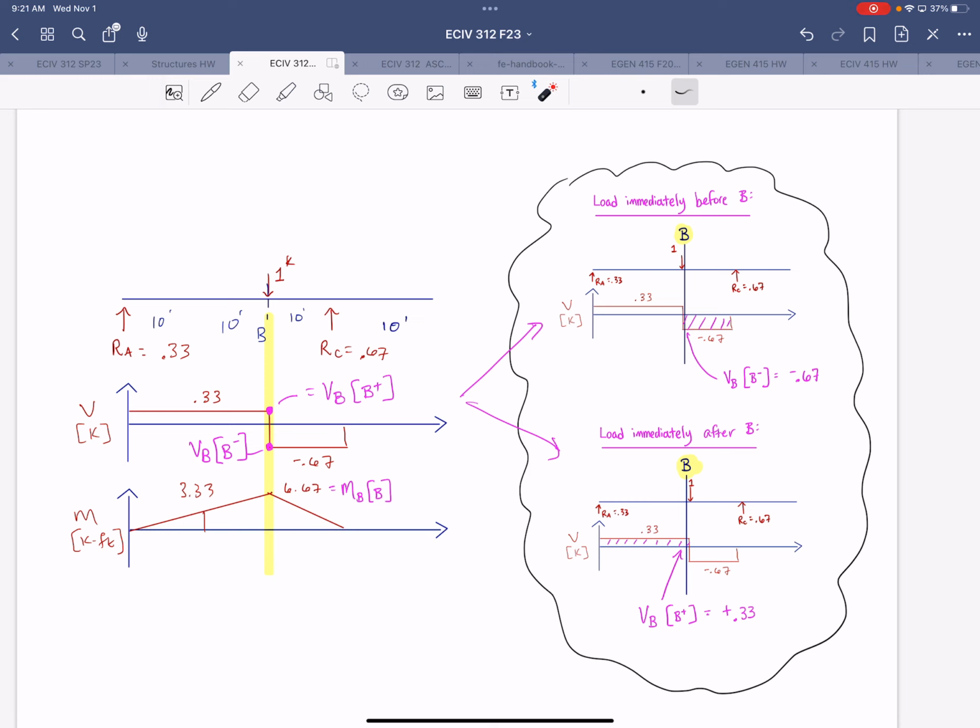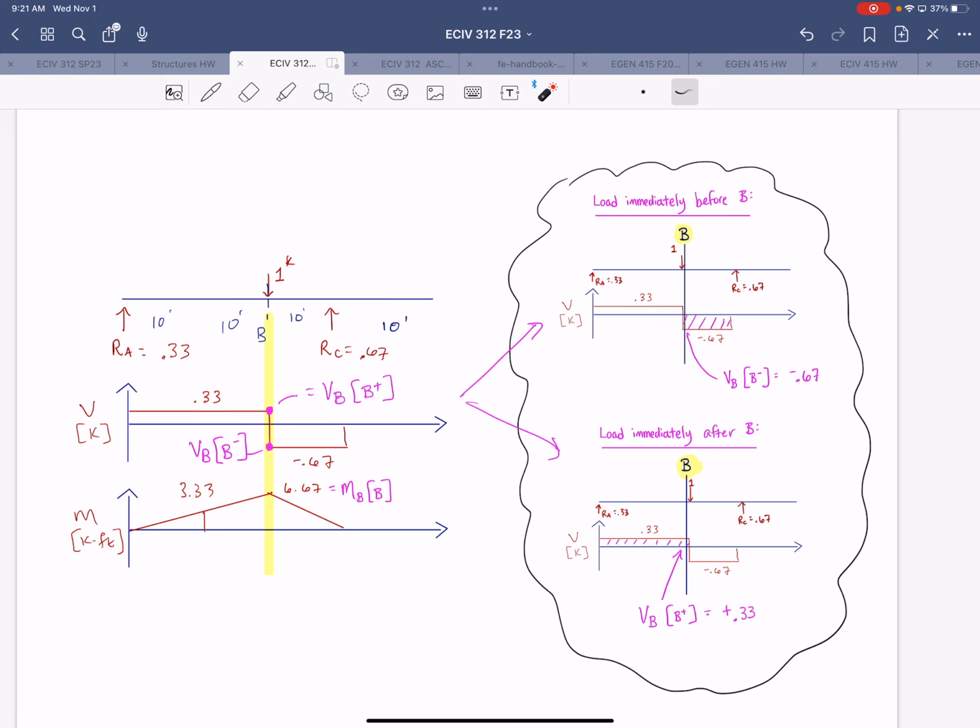So up until right before the unit load is at B, that's where we have this scenario down here, right? So right up until that unit load exists. If that unit load is immediately after B, then the shear at B will be positive 0.33. So this is the shear at B when the unit load is immediately after B. And this is the shear at B when the unit load is immediately before the location of interest, B. So it just kind of switches and it's a little bit confusing, but that's the explanation behind it.